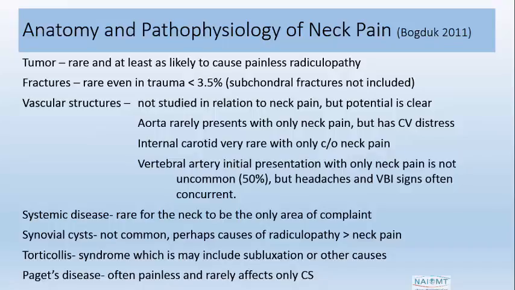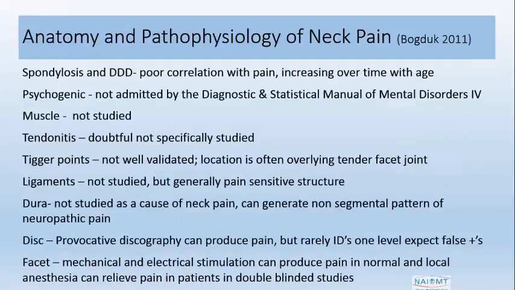Synovial cysts are an uncommon cause, which are more likely to cause radiculopathy than pain in the neck. Torticollis is a clinical syndrome, not a diagnosis, and it can be triggered by facet joint subluxation or other neurologic causes. Paget's disease, an abnormal bone metabolism, is typically painless, and if it affects the neck, it is rarely the only site. With regards to the common diagnoses of spondylosis and degenerative disc disease, these have a very poor correlation with pain. Their incidence increases over time with age, which cannot be said about neck pain.